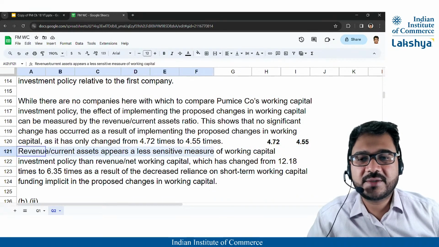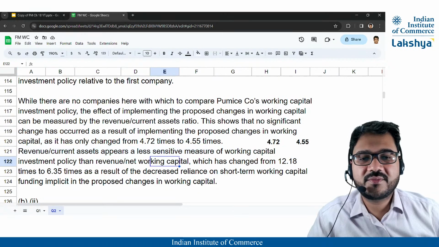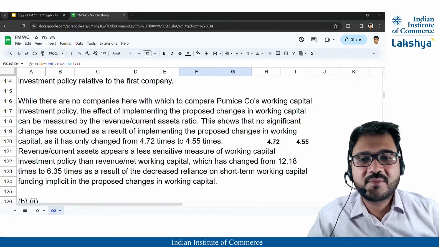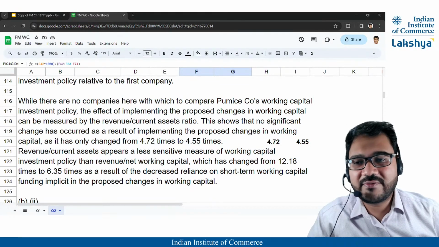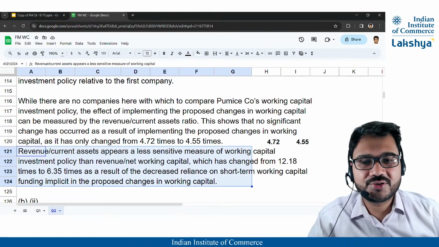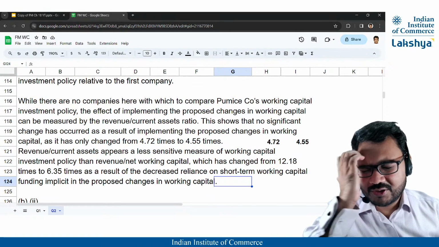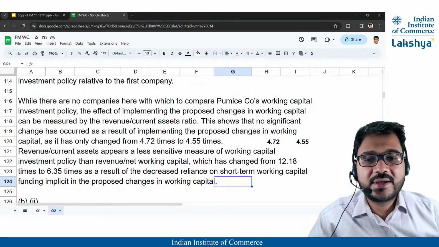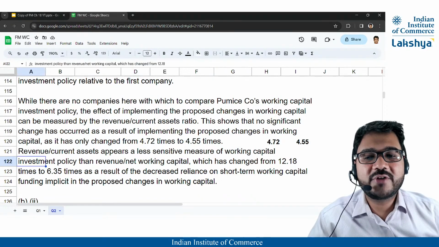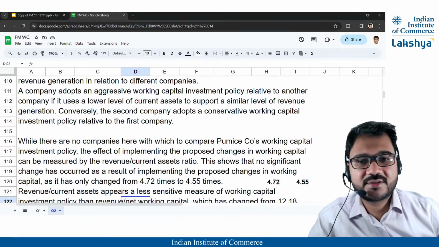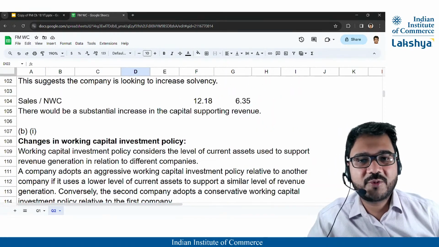Revenue by current asset appears a less sensitive measure of working capital investment policy than revenue to net working capital. So that's what I was comparing at first. I was looking at this, but you could look at both. However, this ratio is a better ratio, because you are also considering liabilities. However, they have a modified version of net working capital given. The director has modified it. Therefore it is 12.8.